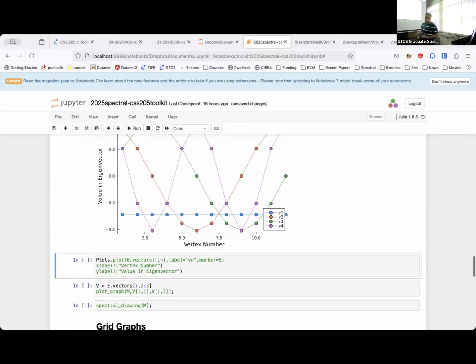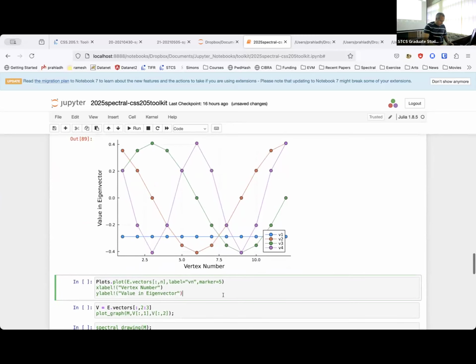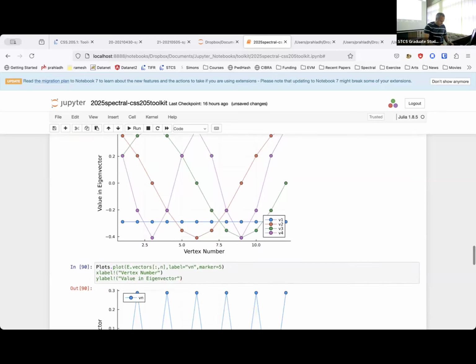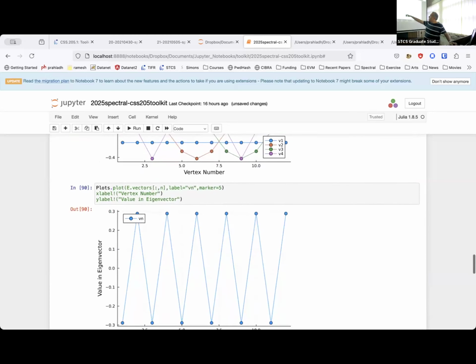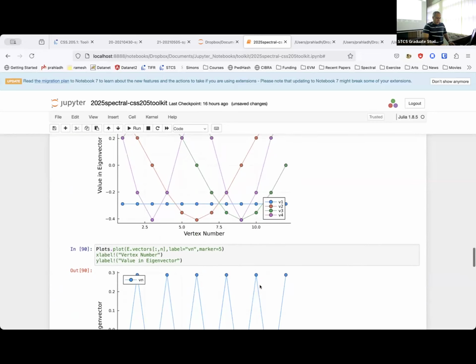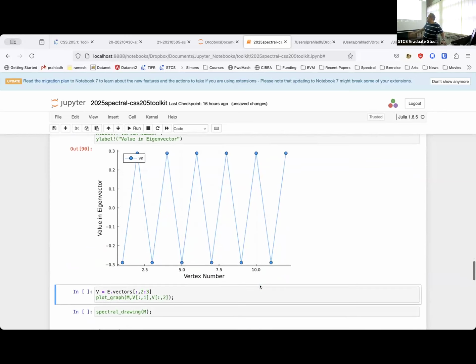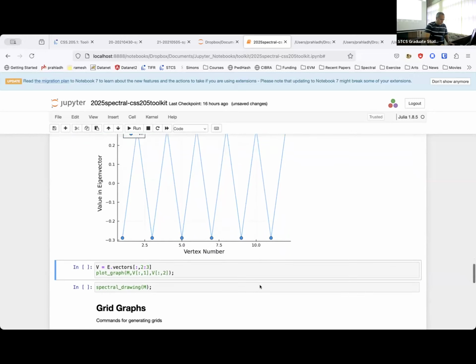Now let's do something more interesting. I'm plotting the last eigenvector. There are n eigenvectors: the eigenvector corresponding to the first eigenvalue, the second eigenvalue, and so on. This graph has 12 nodes, therefore there's a 12th eigenvector, and that's the 12th eigenvector. It fluctuates the most, and this will be common among all the graphs that you see.